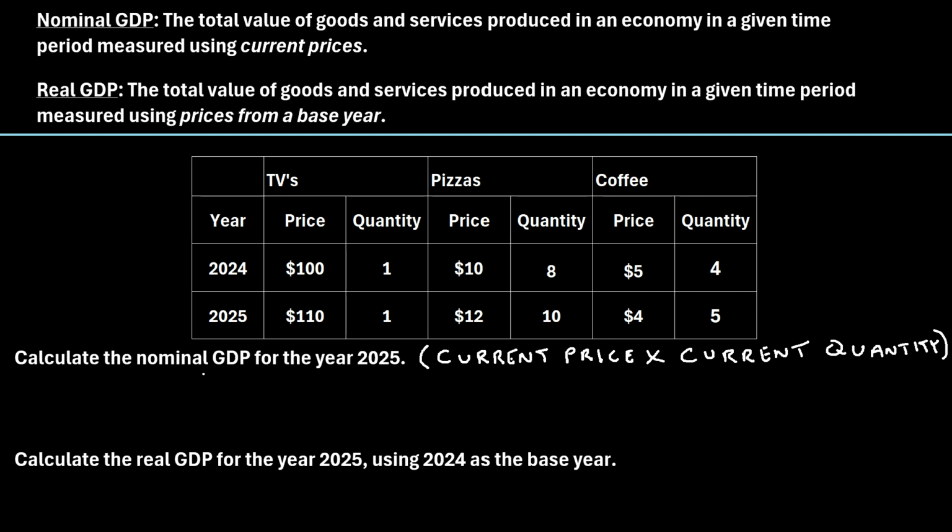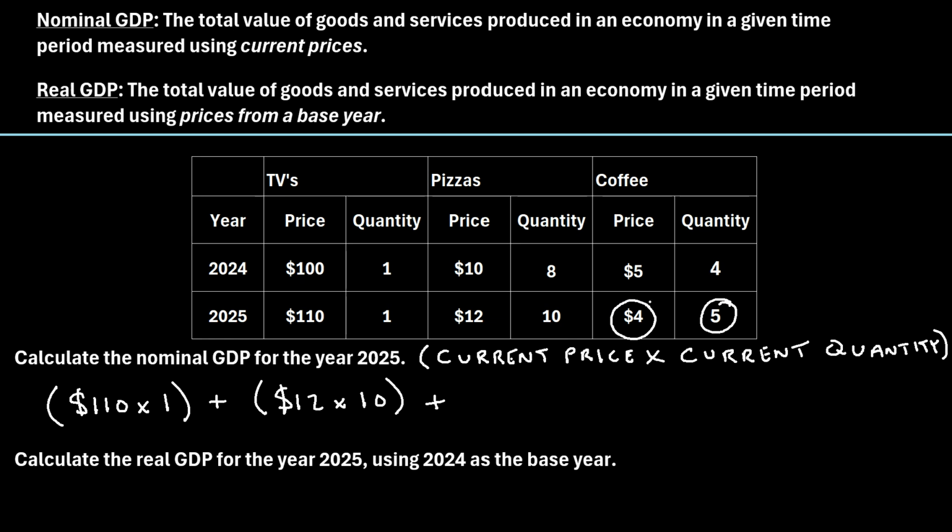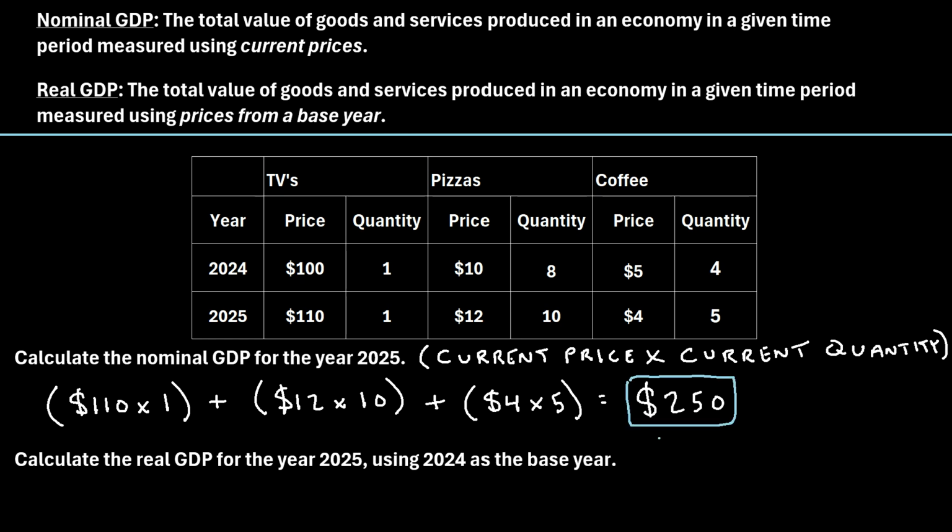So let's see what we get for the nominal GDP. So first we'll focus on TVs. We'll take the current price of $110 and multiply that by the quantity of 1. Then to that we're going to add the current price of pizzas times the current quantity of pizzas, so $12 times 10. Then to that we're going to add the current price of coffee times the current quantity of coffee, so $4 times 5. And when you add these three values together, it comes out to $250. So this is the nominal GDP for the year 2025.